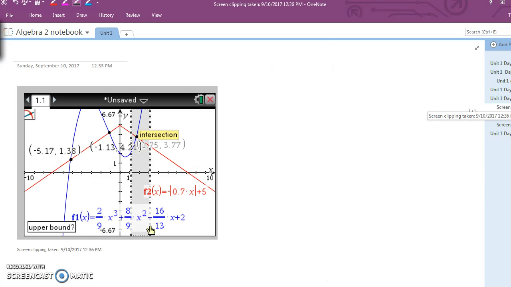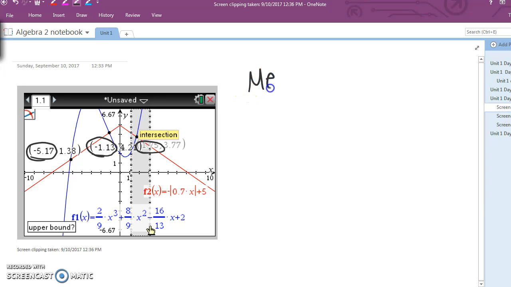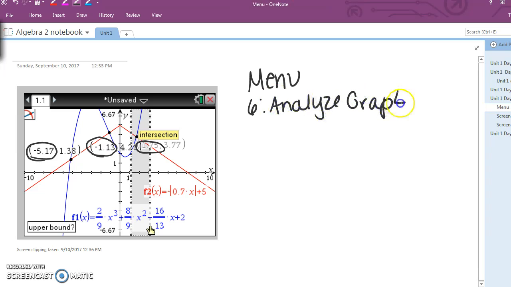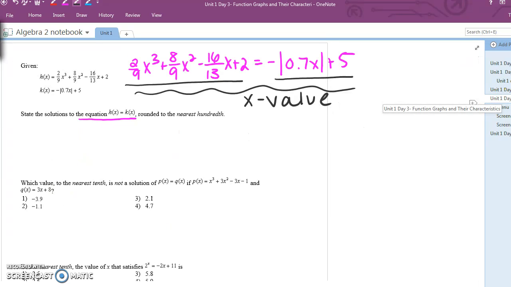So I have this typed in. I went through, I found my intersections, and remember we're just looking for the x values. So there were 3 intersections here. If you aren't sure how to do that, again, you hit menu. You go to choice 6, analyze graph, and then choose choice 4, intersection. And as you go through it, your gray box has to be around each of the 3 different intersections, it's got to include the 3 different intersections here.